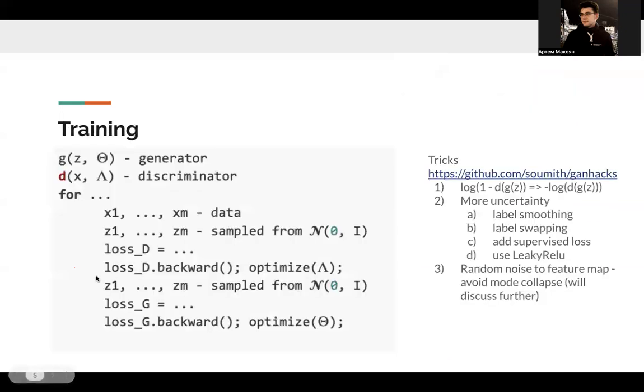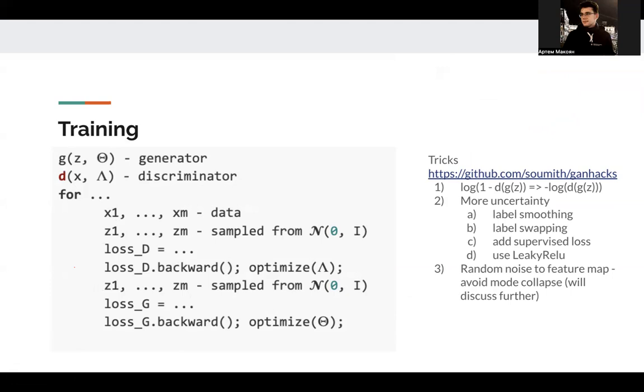So that's why for the generator we don't need data. We sample noise and use only it. Okay, that's all. That's the vanilla generative adversarial network.